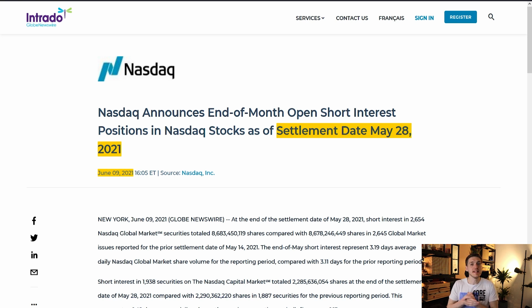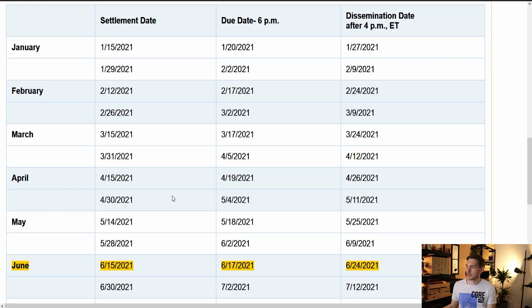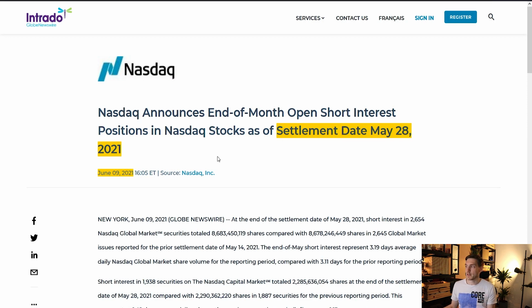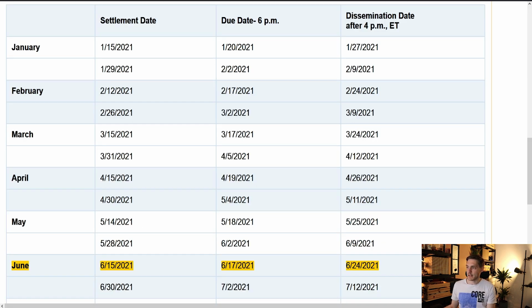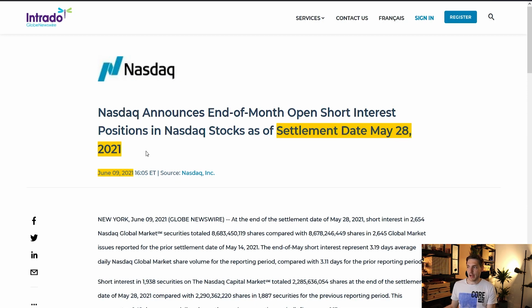This is an example of the last publication of these numbers on the NASDAQ. We can see that this was published on June 9th. And if we go back to the schedule, we can see that June 9th was exactly the dissemination date, the date on which everything is published. And the settlement date was May 28th. So if we go back here, that is definitely correct. So basically what this says is, on June 9th, the NASDAQ published that the brokerage and exchange firms said that, on May 28th, we had X amount of shares being sold short.